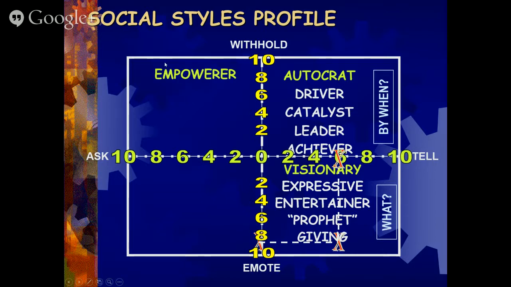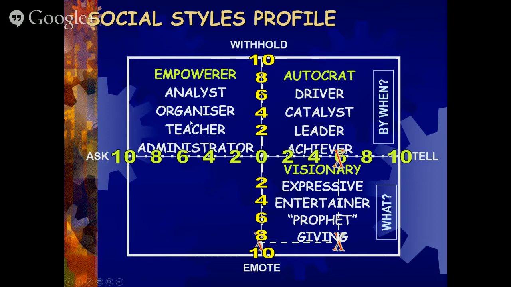Then we have the third quadrant, the person who asks people to cooperate and withholds their feelings, is what we call the empowerer, the empowering leader. This is the analyst, the person who organizes, sets up systems, an administrative kind of specialist, and a person for whom information is most important and therefore teaches their way through their leadership style. They are also very often, as I said, administrators.